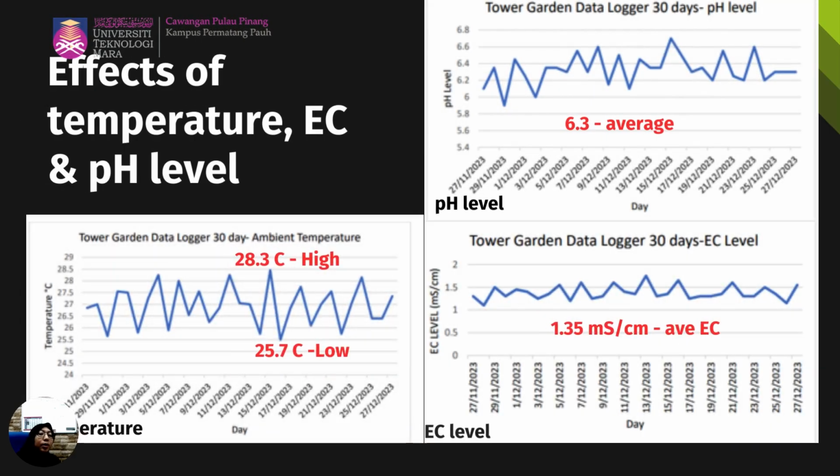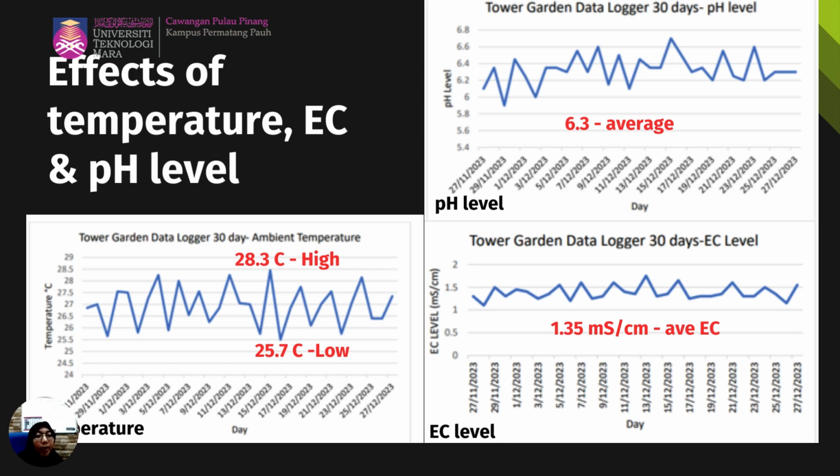Now, this is a very critical part, which addresses the second objective: the effects of temperature, electrical conductivity, and pH level. For the temperature, the highest we recorded is 28.3 degrees and the lowest is 25.7 degrees. This is around the middle of the month, at the 15th, that showed the highest and the lowest.